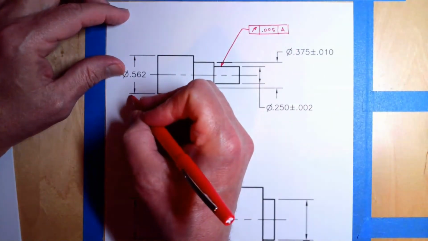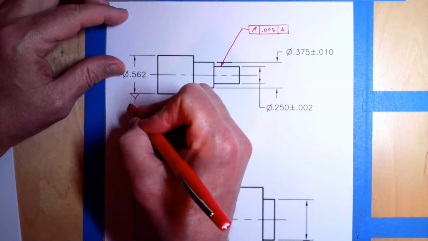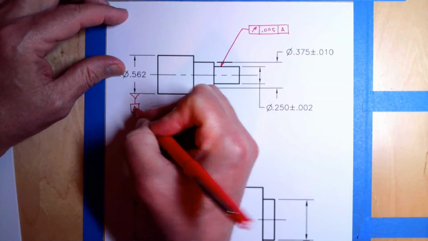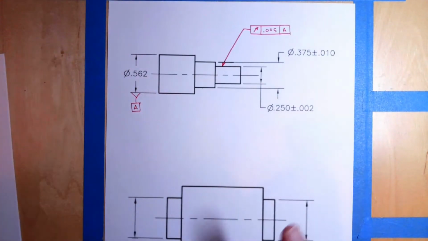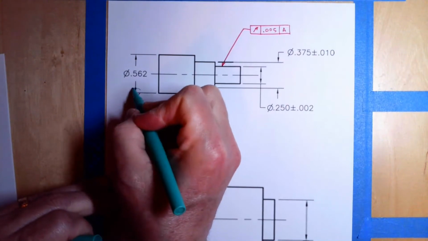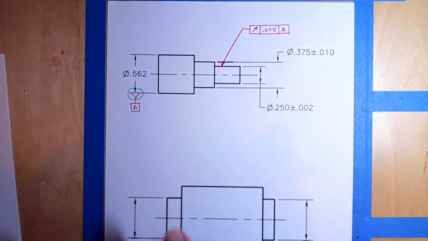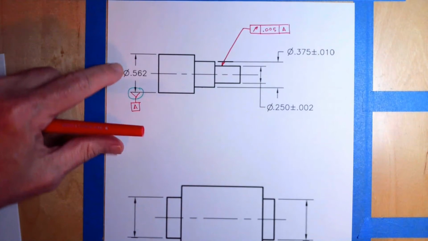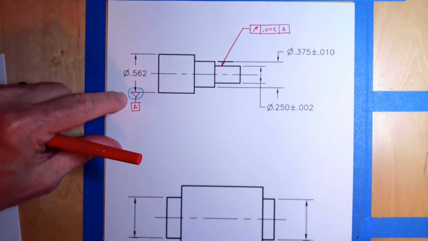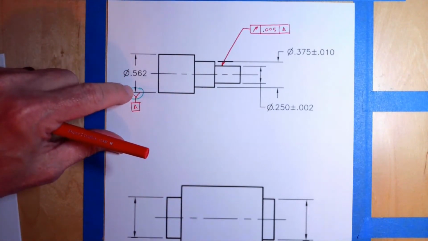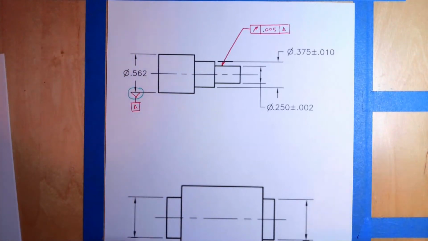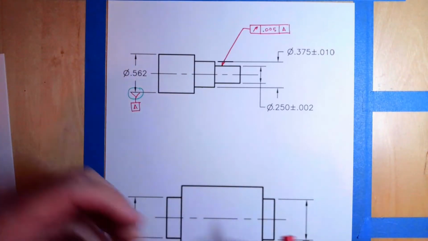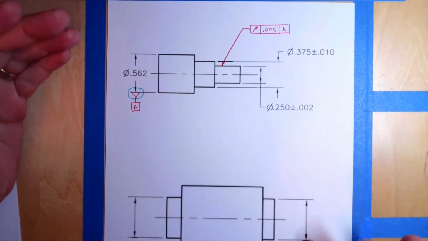So in this case, we're going to make A this diameter here. Now, you will notice, I'm being very clear about this, this datum is a datum feature of size. It's applied to the diameter, directly off of the arrow. That means it's a feature of size datum, and that's what we need in this case.